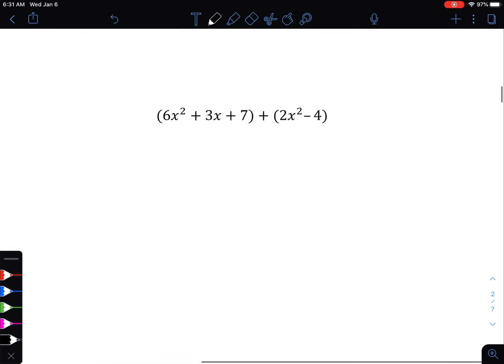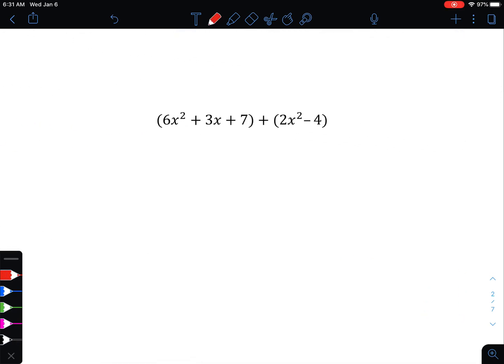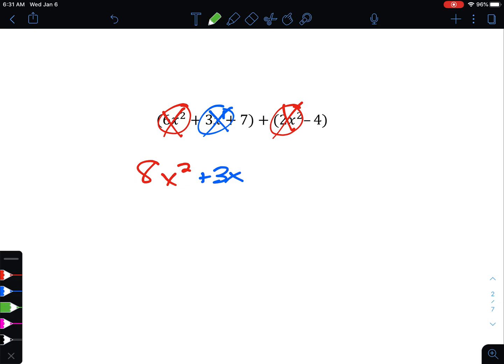Okay, let's take a look at a couple more examples. So the next example, once again, we're going to look for highest exponent, which is x to the power of 2 in this case. So we've got 6 plus 2 is 8x to the power of 2's. Our next highest exponent is x to the power of 1. There's only one of those, so we're just going to copy it down as it is. At this point, we're ready to look for just our numbers by themselves. We've got a 7 and a minus 4. 7 minus 4 is 3.